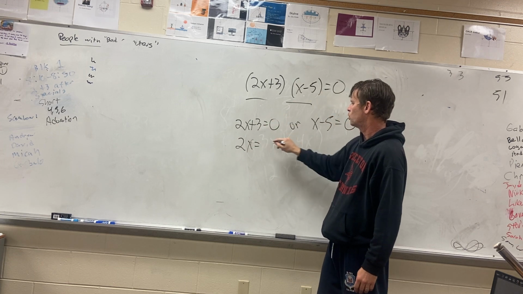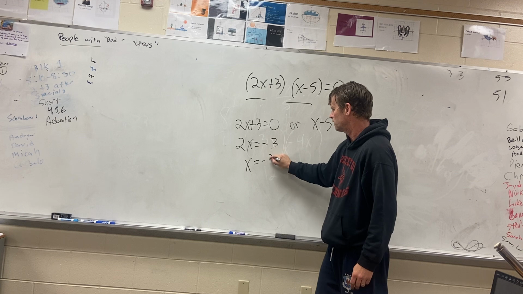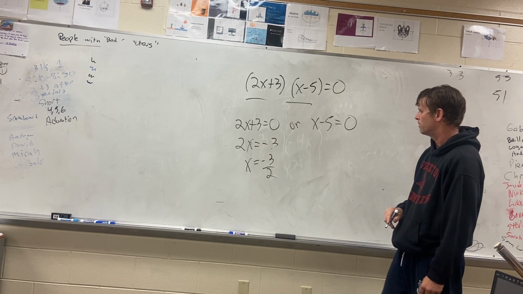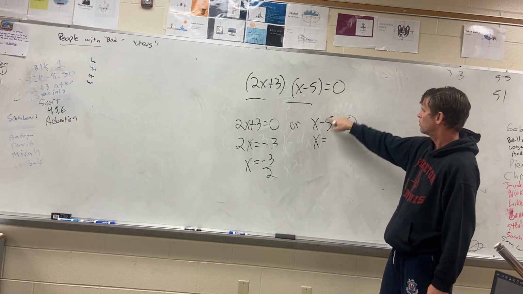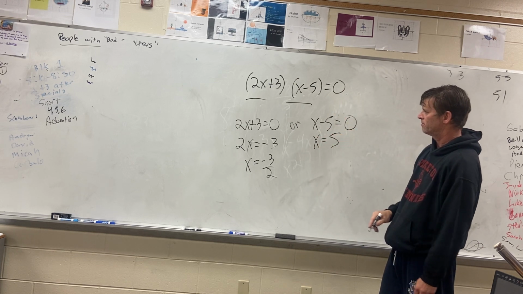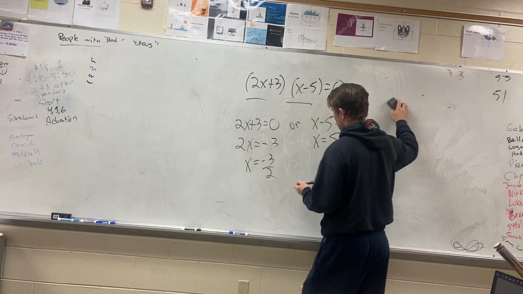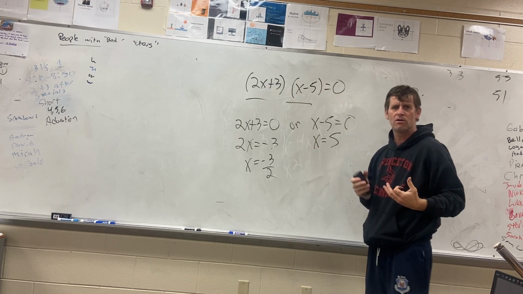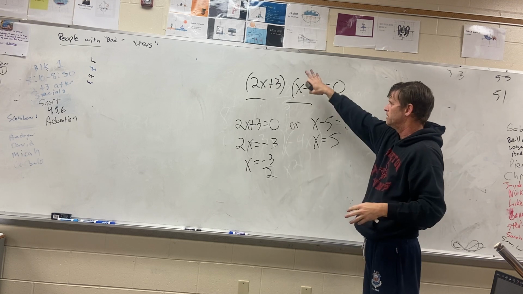2x equals negative 3, divide by 2, x equals negative 3 halves. You can leave it like that. You can call it negative 1.5 if it makes you happy. Here, x equals 0 plus 5, which is 5. Okay? There you go. That's it. All right? And if you see the two parentheses thing, just know it's got to equal 0. I wouldn't give you one that didn't equal 0 in this type.